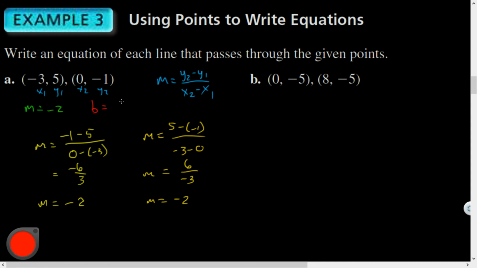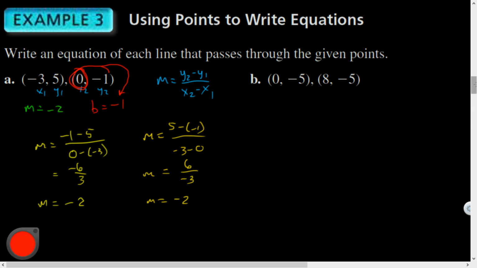Does anyone know how to solve the mystery for the missing b? What's the y-intercept? Well, it's not 0. I've got two y coordinates here, but there's no guarantee that either of them is the y-intercept unless one of them has an x coordinate that is 0. So in this case, b is going to be -1, because the x coordinate is 0.